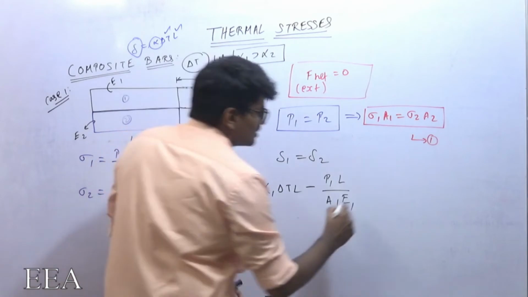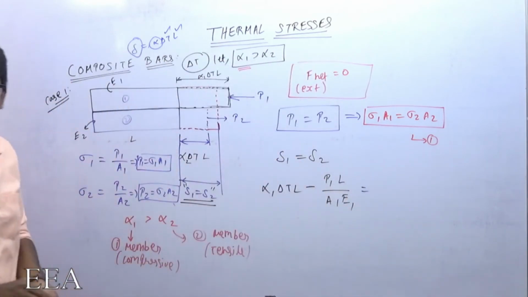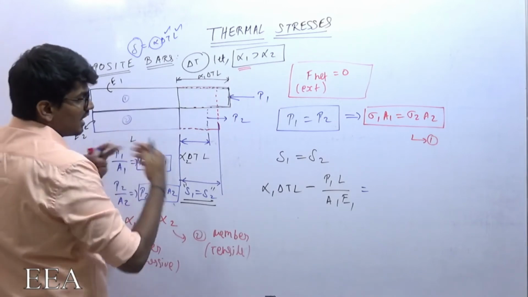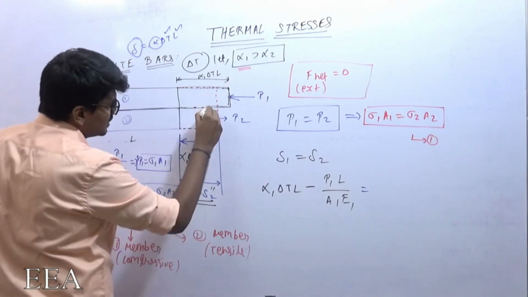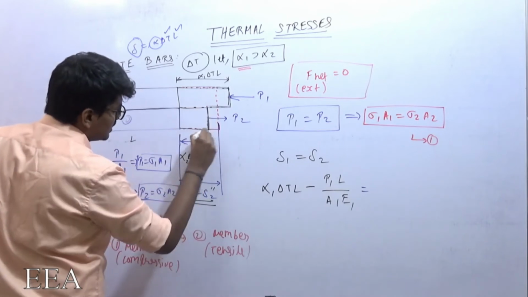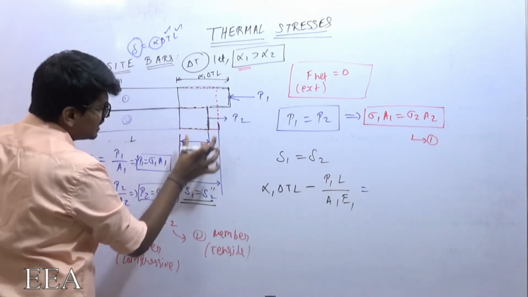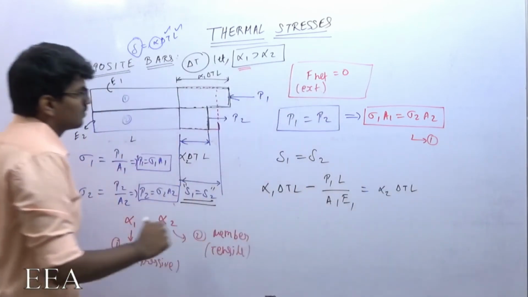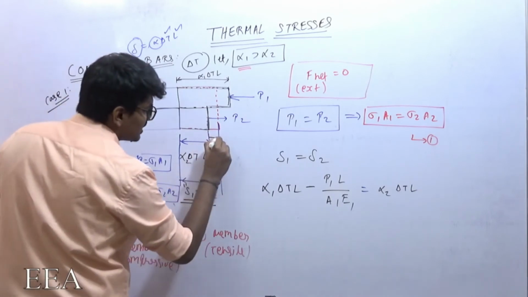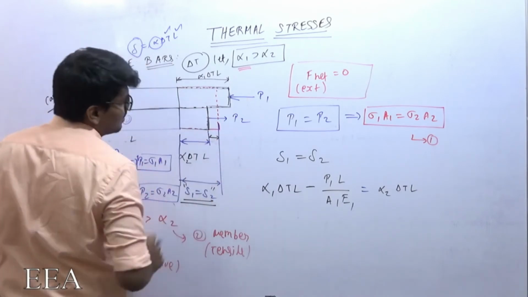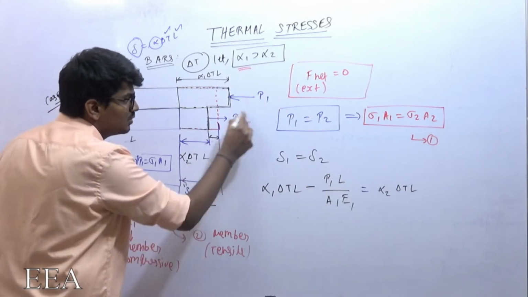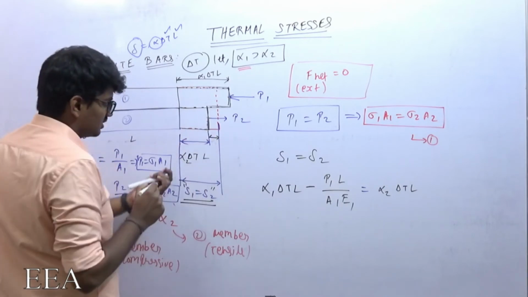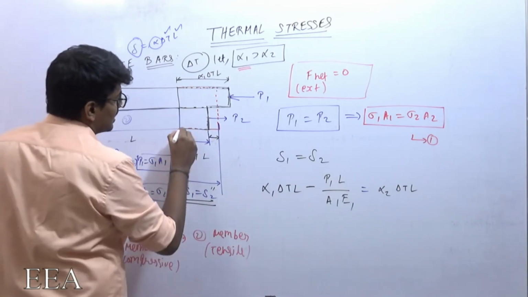So that is equal to, what about delta 2? See, that is also very simple. Delta 2, if I allow it freely, it will expand this much amount. So this much it can expand freely by using alpha 2 delta T L. But there was this much extra deflection happening, and that extra deflection is happening due to this tensile load.